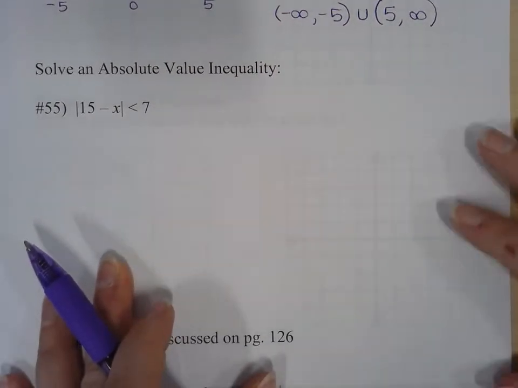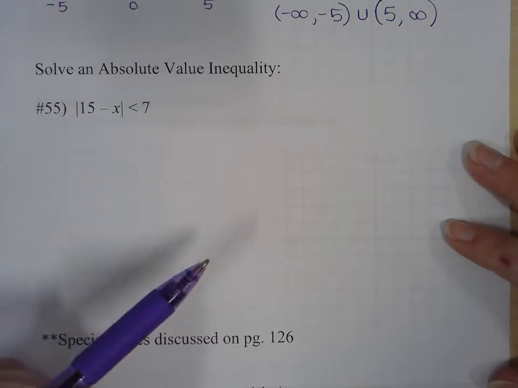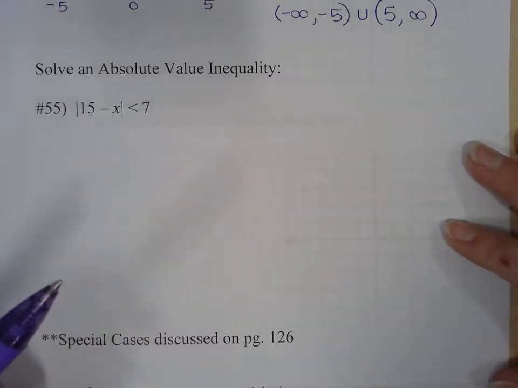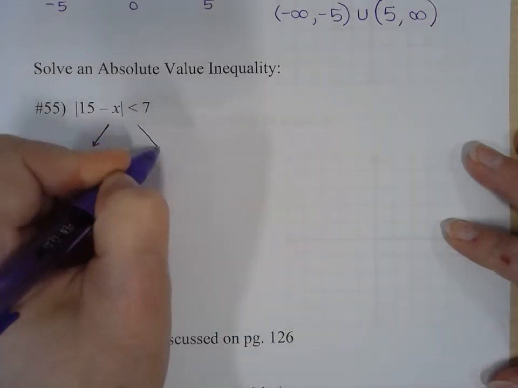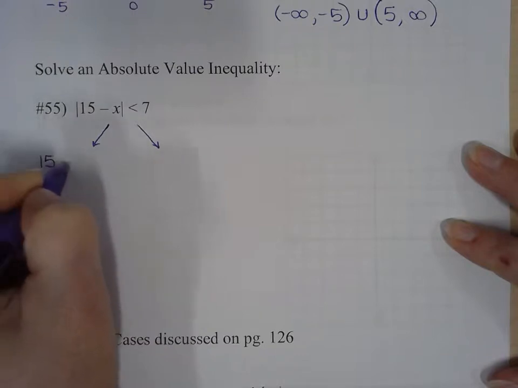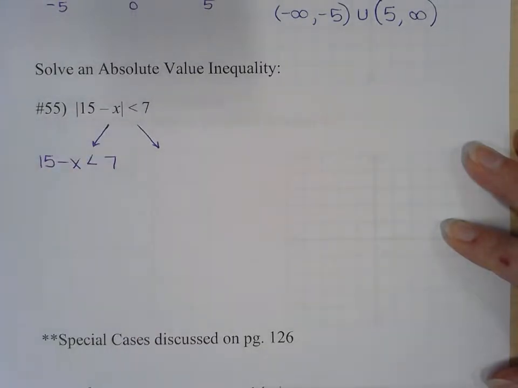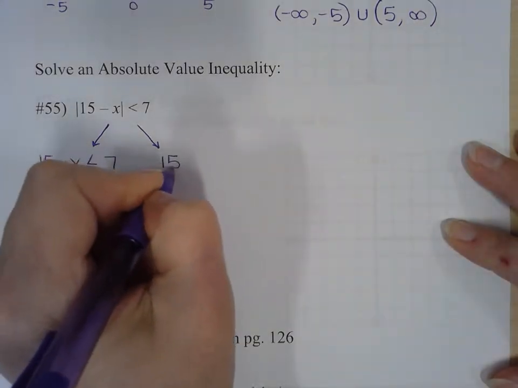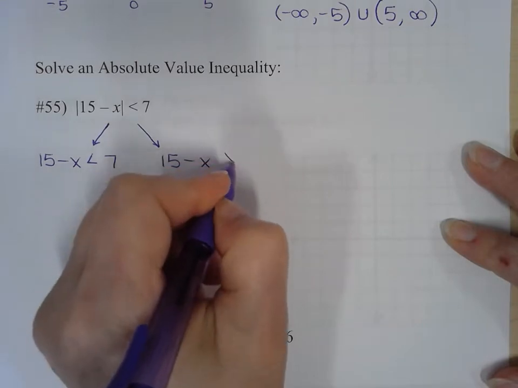Okay, so let's solve an absolute value inequality. This one's from your book. It's number 55 in this section. The absolute value in this case is already isolated, so we don't have to do any work at the beginning. We can go directly to separating it into two cases. So the first case will be the same: 15 minus x is less than 7. For the second case, we're going to make the 7 negative and change the sign to a greater than.